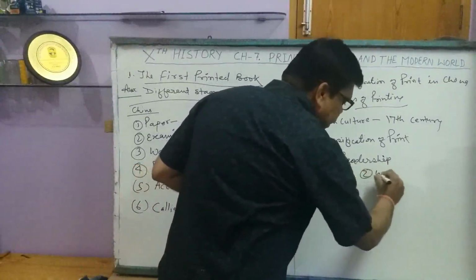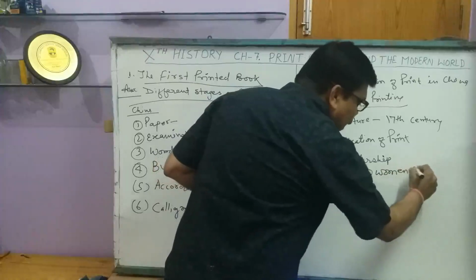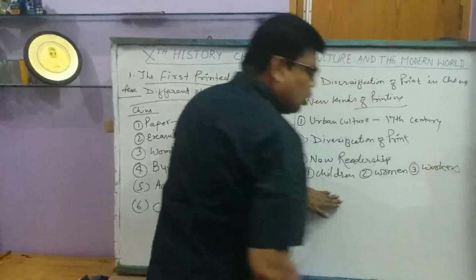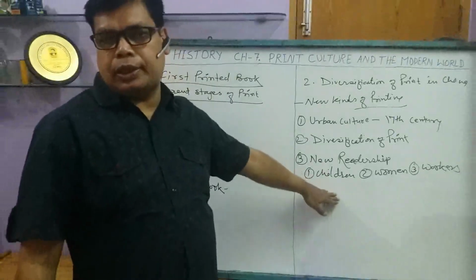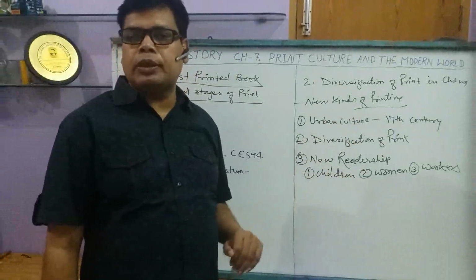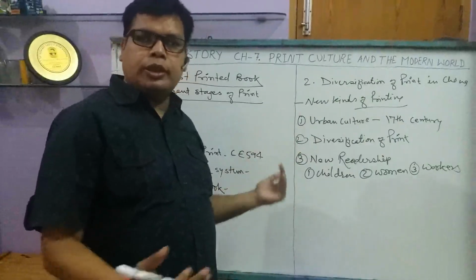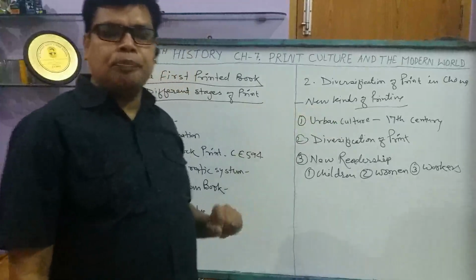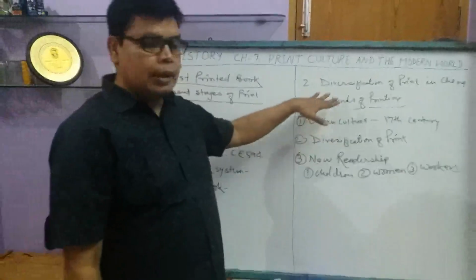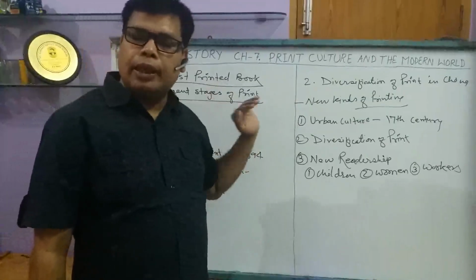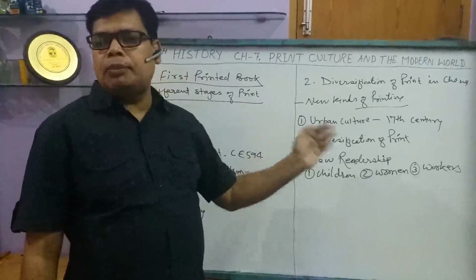Number two, women. And number three, workers. These would be the new readers, right? And finally, to cater to the needs of the new readers, technology had already developed, because we have seen that in the 17th century, again, one thing: print came into existence in China, but it catered to the needs of the ancient time or a little bit of the medieval time.